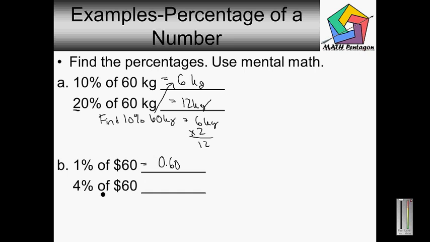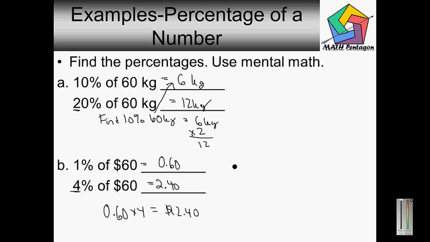Now in order to find 4% of $60, I already found that 1%. So 0.60, and I'm going to multiply by 4, and that's going to give me $2.40. So the answer to this would be $2.40.